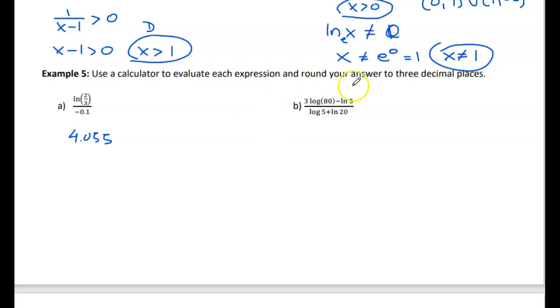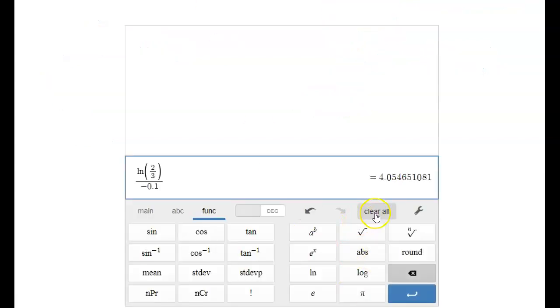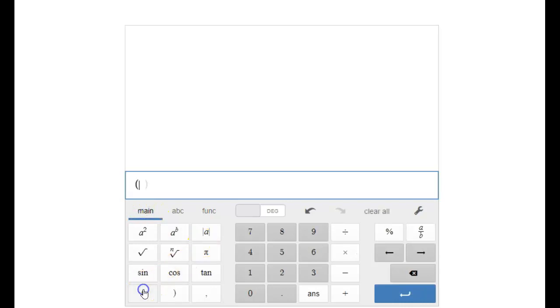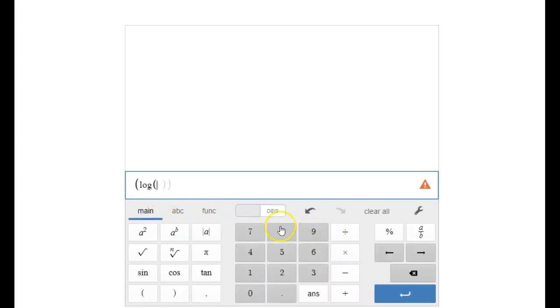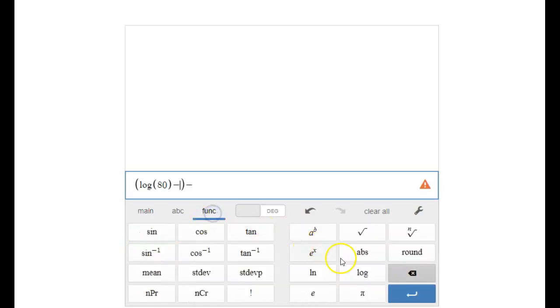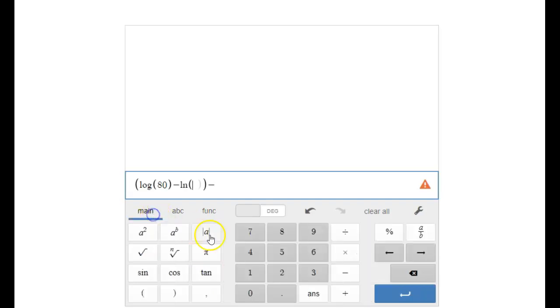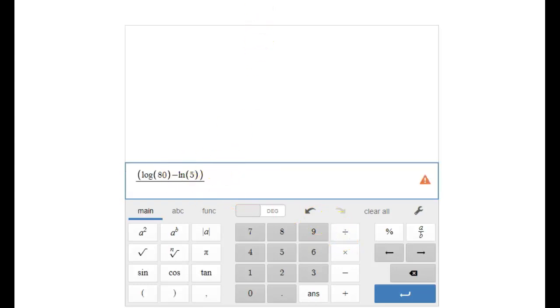All right, let's do this one. So we have 3 log, log base 10 of 80 minus 5. So I'm going to clear this, do a big parentheses to have the top in the big parentheses. So we have a log of 80. Let's go outside the parentheses. Minus ln of 5. Oops, this needs to be in the parentheses. Minus ln of 5, okay, divided by, good, big fraction there.